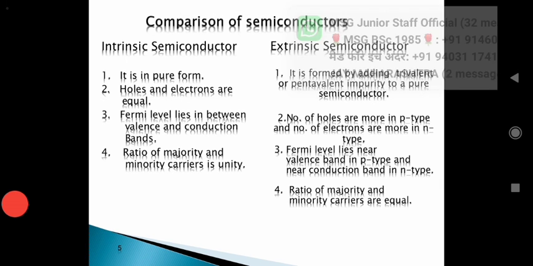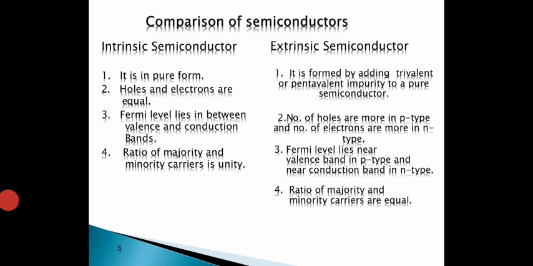Comparison of semiconductors means we are going to compare between intrinsic semiconductor and extrinsic semiconductor. In intrinsic semiconductor, it is pure form, while in extrinsic, it is formed by adding trivalent or pentavalent impurity to a pure semiconductor. Second, holes and electrons are equal. Here, in extrinsic, number of holes are more in p-type and number of electrons are more in n-type.